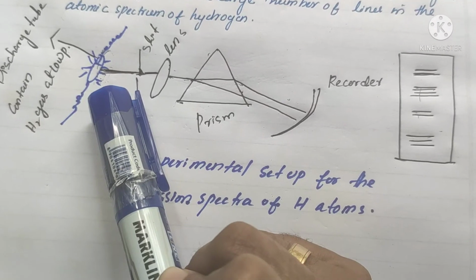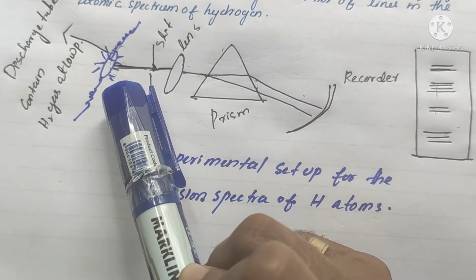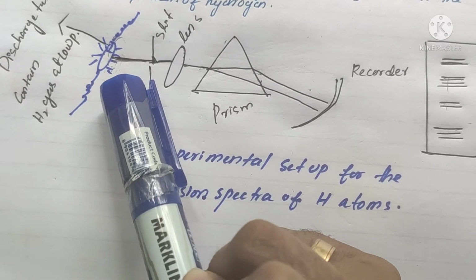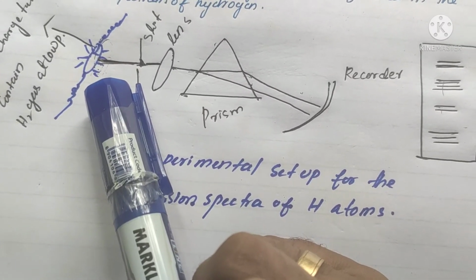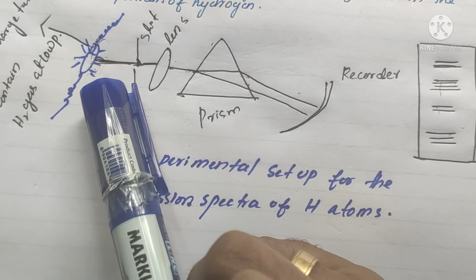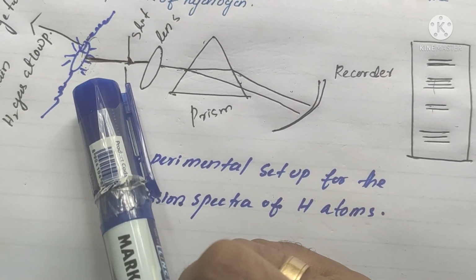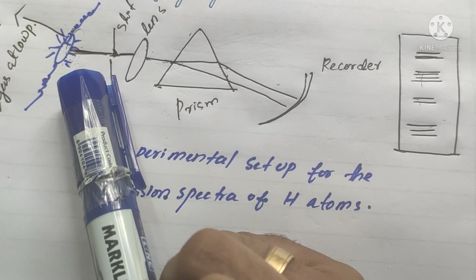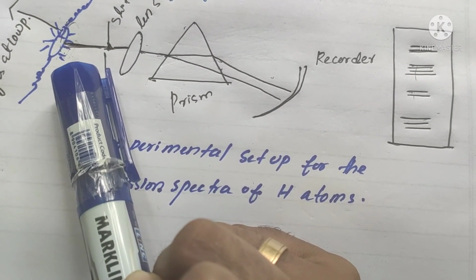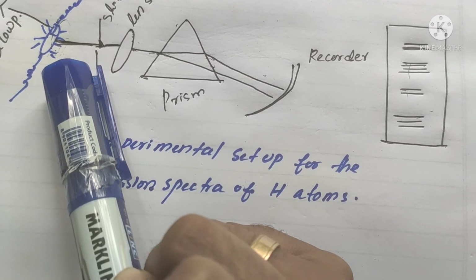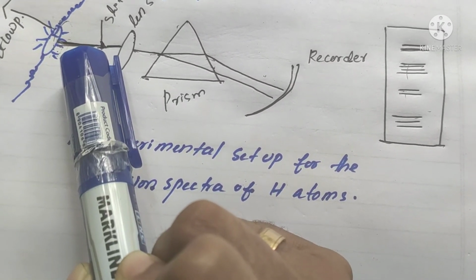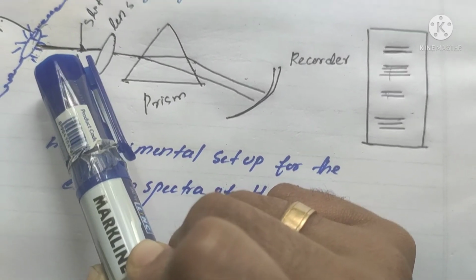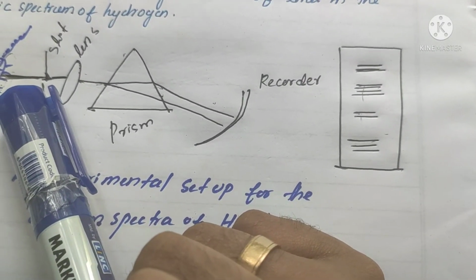This is a discharge tube containing hydrogen gas at a low pressure. When an electric discharge is passed through hydrogen, the molecules of hydrogen break into atoms. This hydrogen atom then absorbs energy from the electric spark and gets energized. This energized state of atom is called what? Excited state.